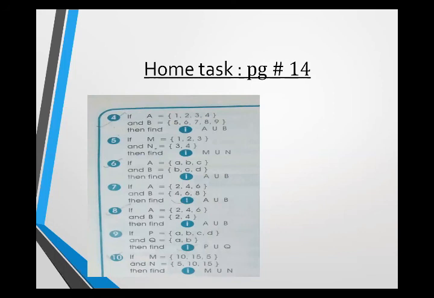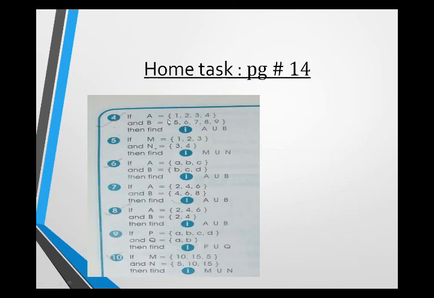Okay students, here is your home task. This home task is on page number 14 from exercise 1.2. You start this home task from question number 4. Okay students, here you will do only the first part of these questions, because here we only discuss the union between two sets. Here firstly you identify what kind of sets are given here, then you will find the union between them.